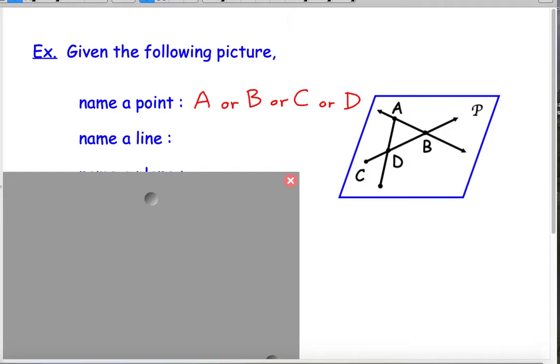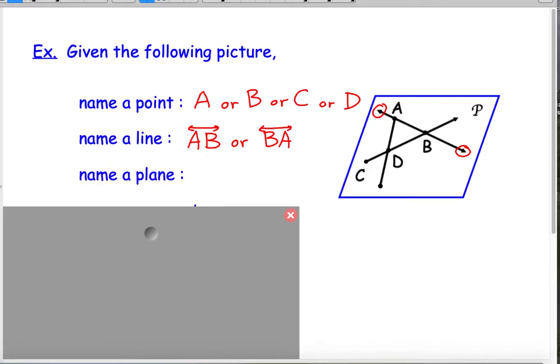Name a line. Okay, so now we're looking for a line, and so we need to have arrows on both ends. So notice, here's an arrow and here's an arrow. This one's no good because it's a point, not an arrow, so I can't use that one. So I'm going to call that line, and it has the points A and B on it. So I can say line AB and put the line symbol above the letters. So that's a line. Or you could have also said line BA. Either way works.